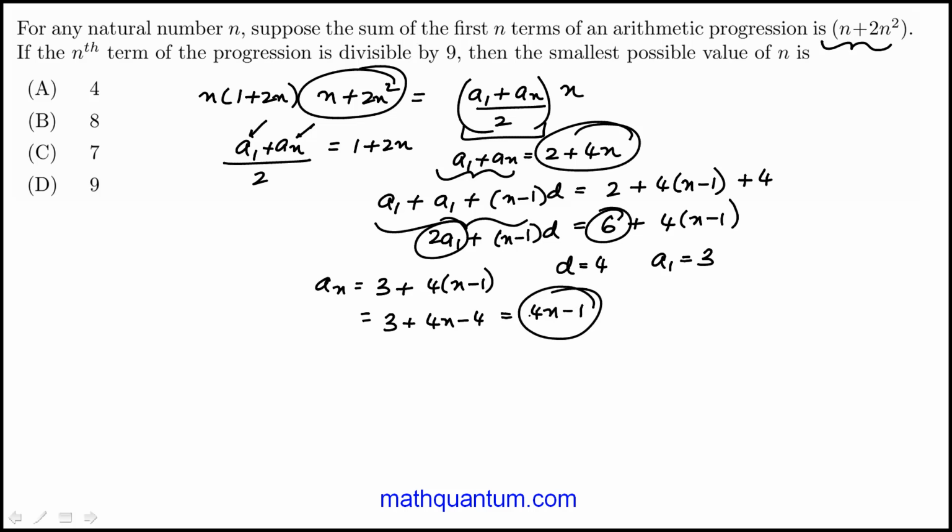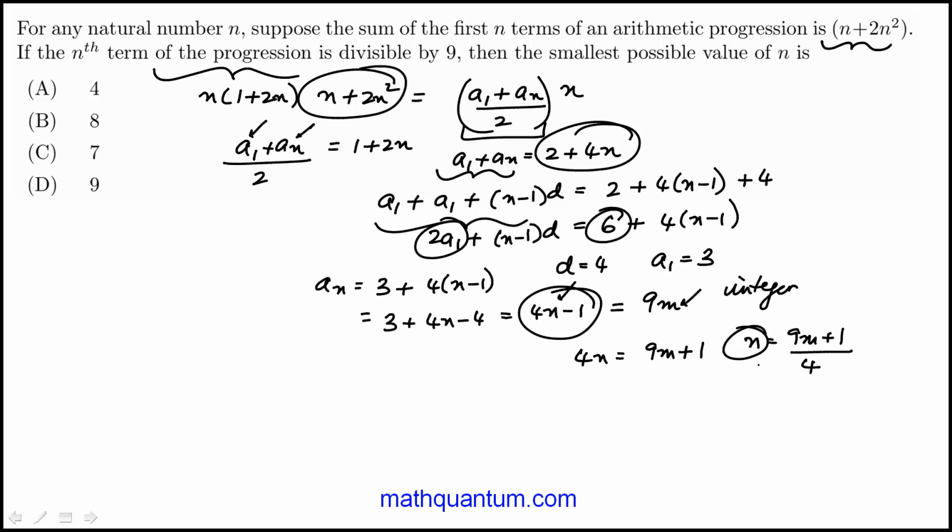Now the condition is that the nth term is divisible by 9, which means this is a multiple of 9. And we need to figure out the least possible value of n. So 4n becomes 9m plus 1, and n is (9m plus 1) over 4. M is some integer because it's a multiple of 9. So to figure out the least value of n, I look at the integer values for m.